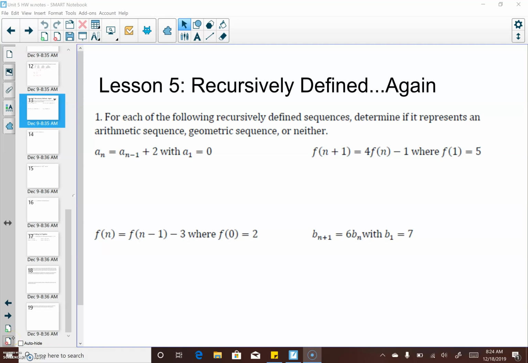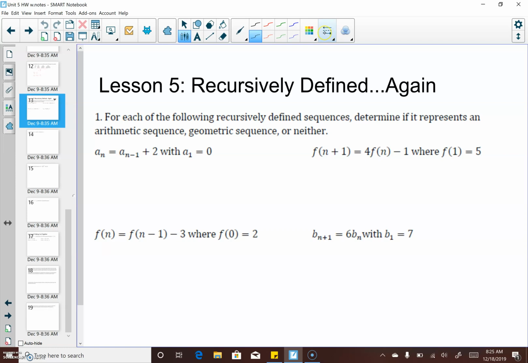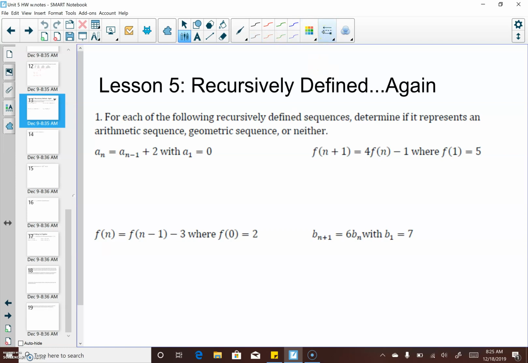For lesson 5's homework, we're going to talk about recursively defined sequences again. For the first part here, they want us to do, is this an arithmetic, a geometric, or neither sequence? If we remember, our arithmetic are based on adding and subtracting, our geometric are multiplying, and usually our neithers are combinations of the two.